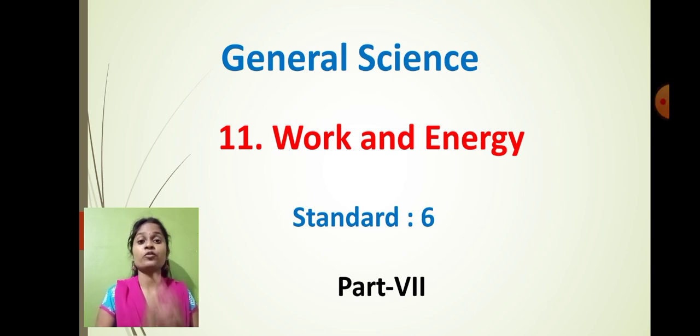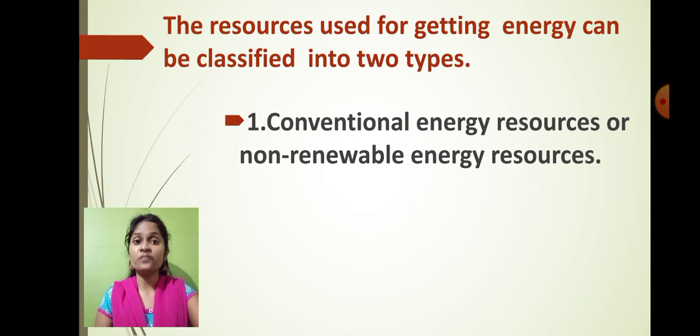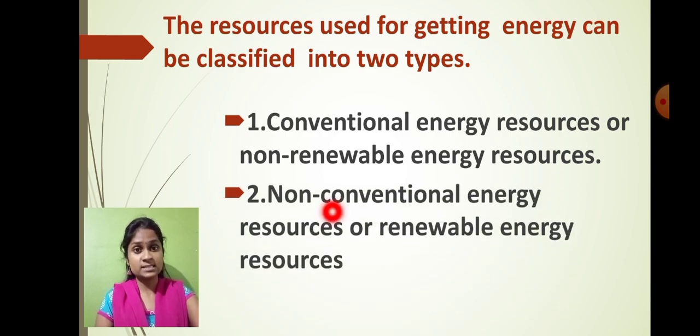So let's recall once again whatever we have learnt so far in this chapter. Students, in the last lecture, we spoke about the different types of resources from which we get energy. Those resources have been classified into two parts. The first type is called conventional energy source, also called non-renewable energy resource. That means these sources of energy are limited and cannot be created again and again. And the second type is non-conventional energy resource, which is also called renewable energy resource. That means if it is exhausted, we can create it again and again, right?